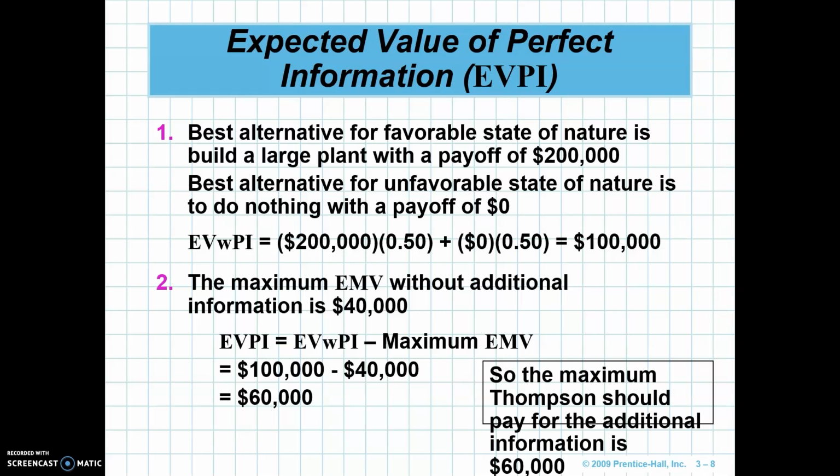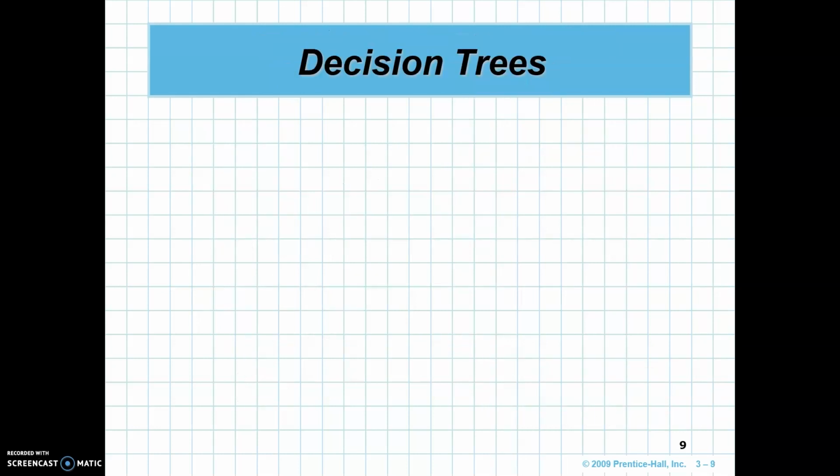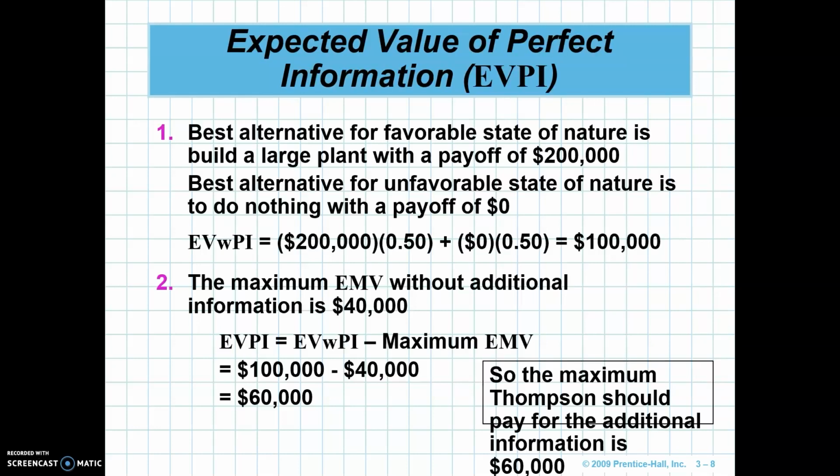So the maximum Thomson should pay for the additional information is 60,000, but they were charging $65,000. So they should negotiate to 60,000. This is the maximum amount, right? If not, they should not give their information there. They should not ask that company to do the analysis of the market, right? So this is how we do a perfect market analysis, right?